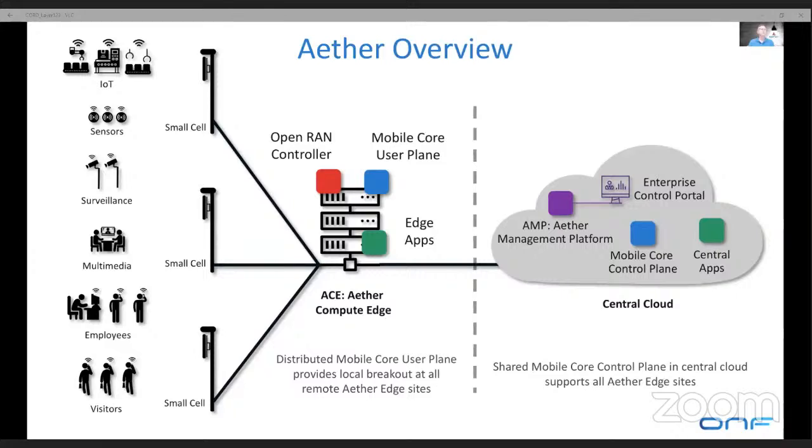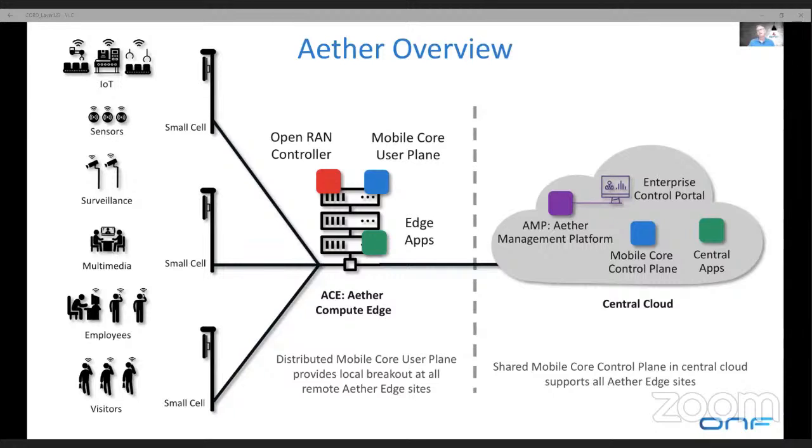And the point there is that we can do local breakout. Traffic that originates in the enterprise never has to leave the enterprise. It can be operated on and processed by an edge application. Some, of course, go onto the cloud, and that's where we then get to the right-hand side. Because in the central cloud is where we manage these edge ACE pods.